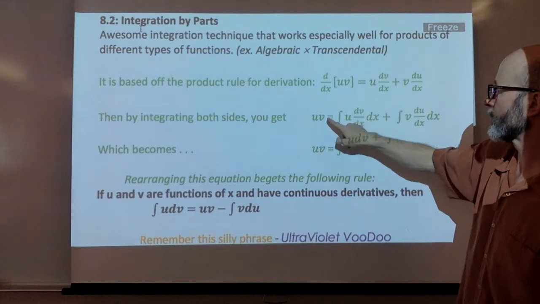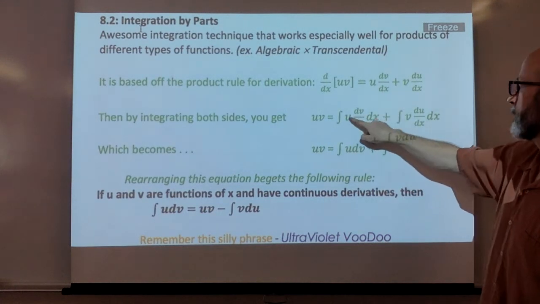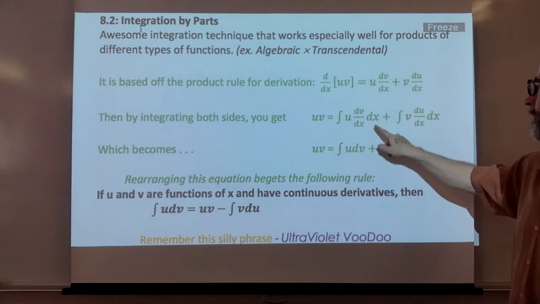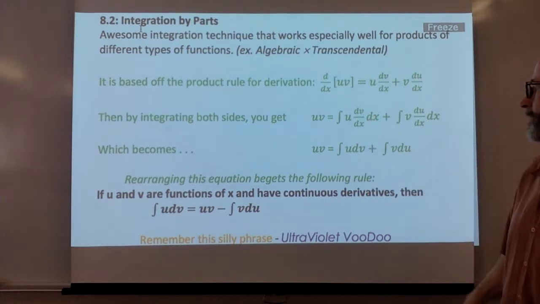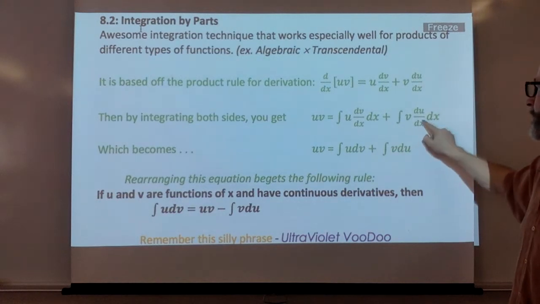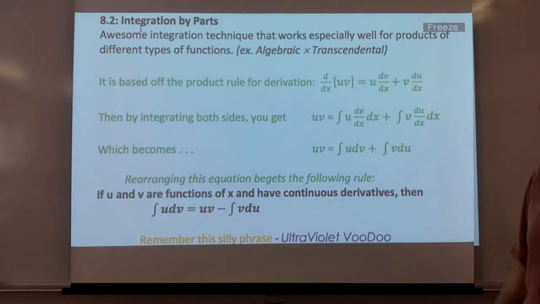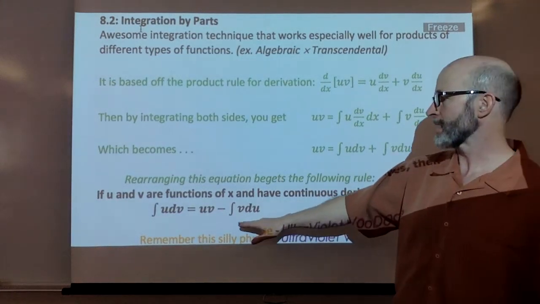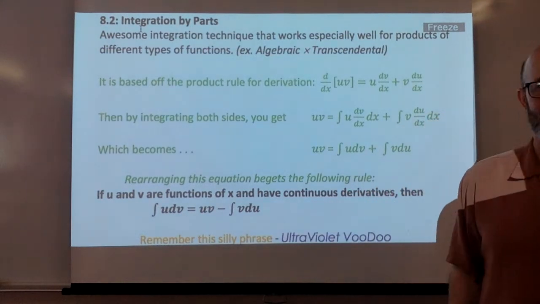The integral of this derivative is just uv, and then we put an integral symbol in front of each of these. Guess what's going to happen with the dx's? When I integrate with respect to dx, the dx's can cross out, and I'll be left with this. We're going to rearrange it, and here is your final rule down there. That's the one you need to know.